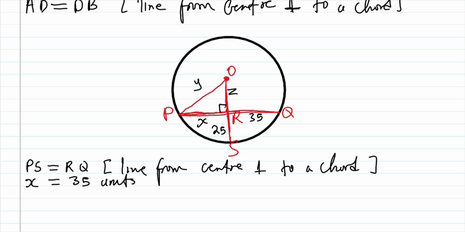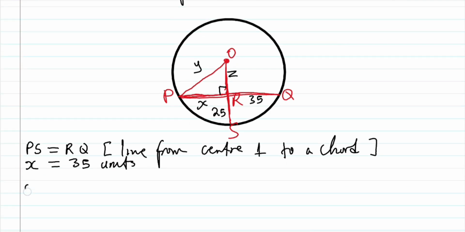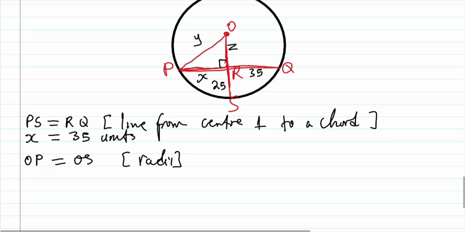Now we need to find the values of Y and Z, since we have X. OP and OS are both radii of the circle, because OP is a line from the center to a point on the circumference, as well as OS. Radii of the circle are equal, which simply means that OP is equal to OS. So OP is Y, and OS is formed by OR plus RS, and OR is Z plus RS is 25.